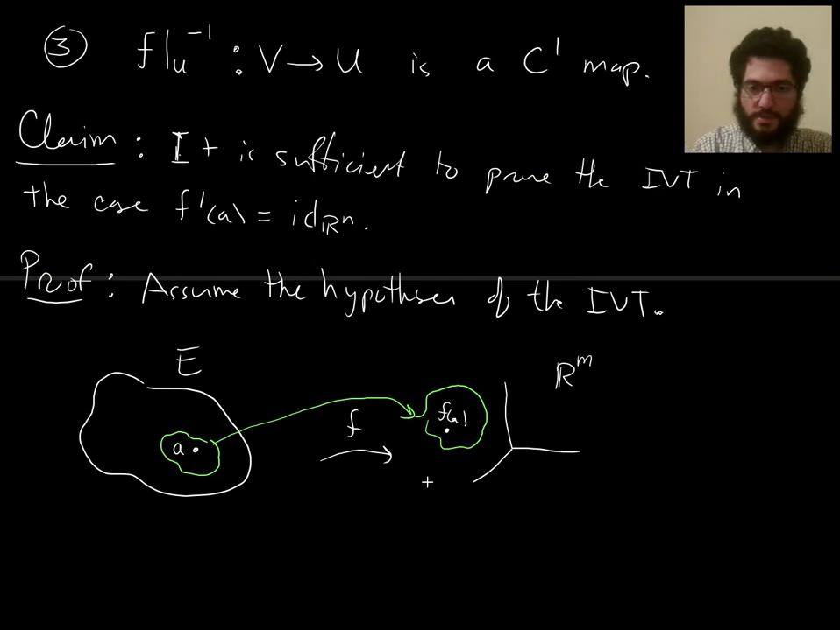So one thing you can do to try to think about how to flip things around and send points back, to try to invert F, actually, is you can try to go back along the linear approximation of F. So map points here by F to here, and then map them back using F prime A inverse.